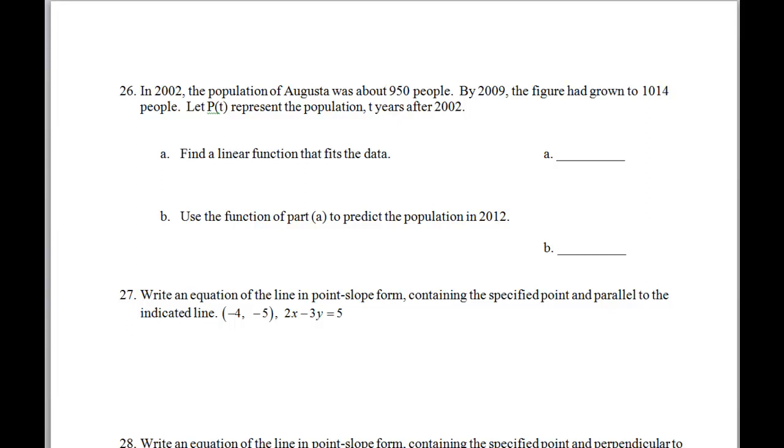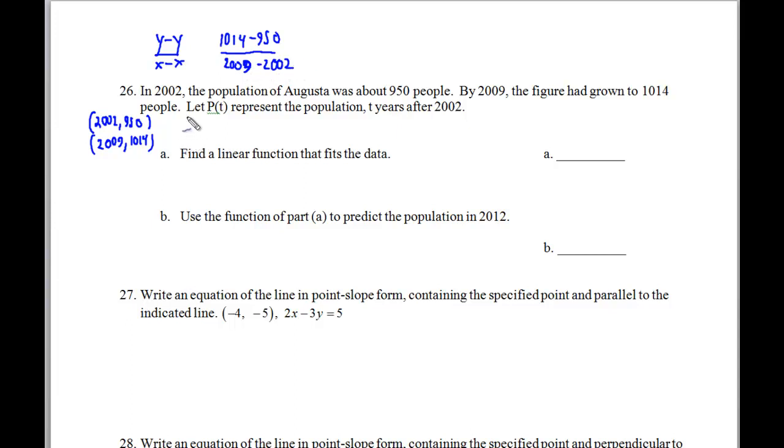So the first thing we're going to need when we need an equation is a slope. So the slope equation is going to be y minus y over x minus x. In doing that, I'm going to take my y minus y, not my years, my population sizes, because we have 2 points here. We have the point at 2002 and 950. We also have the point at 2009 and 1014. So there's my x and my y. So I'm going to go 1014 minus 950 divided by 2009 minus 2002.